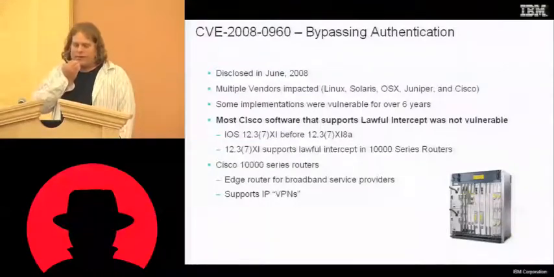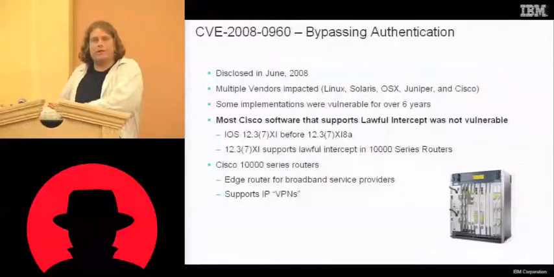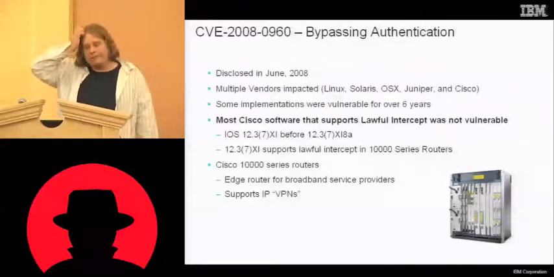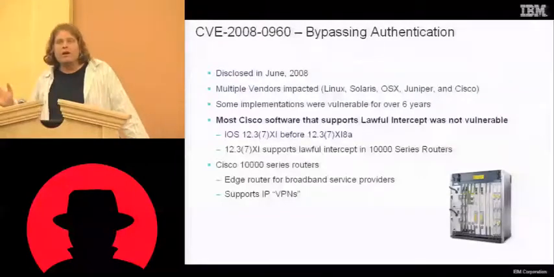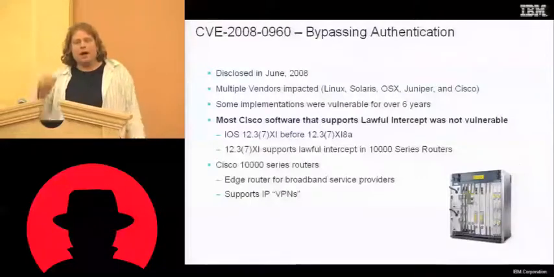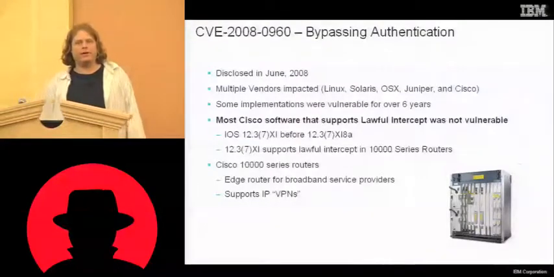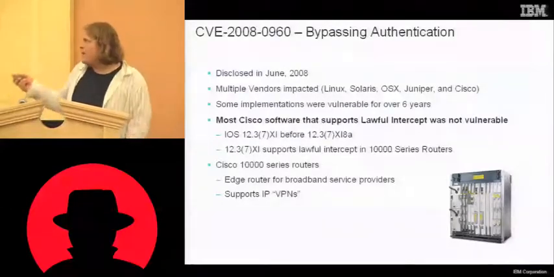What's also interesting is that most of the versions of iOS that support this lawful intercept technology were not vulnerable to this particular vulnerability. And given that this vulnerability existed in implementations for like 6 years, it's surprising to me. There must have been 2 different SNMP implementations floating around in their code bases, and one of them didn't happen to have this flaw. But I did find a specific version.